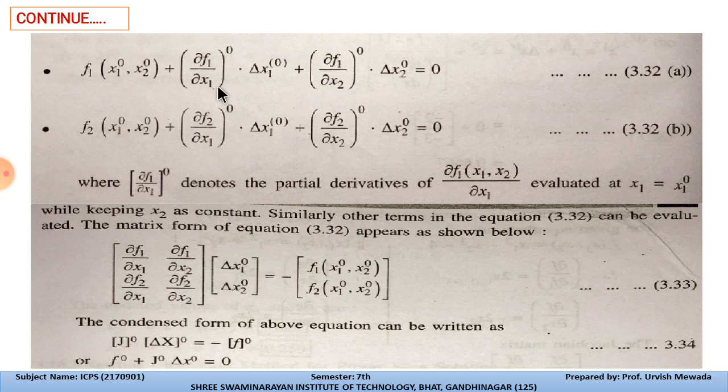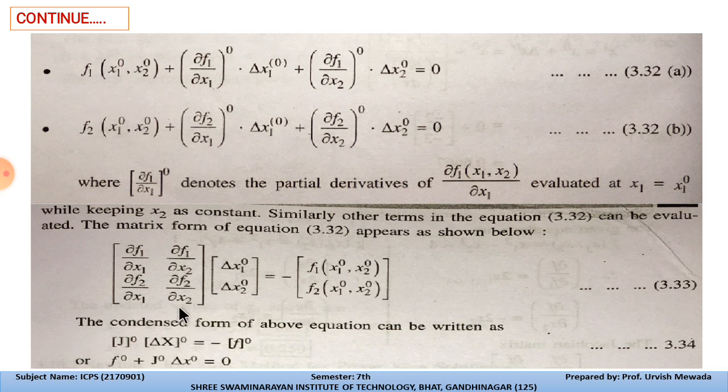So these are the functions, meaning the multiplication of del x1 raised to 0 and del x2 raised to 0 is equal to minus; this is the positive term, so we are taking it to the right side, and this will become the equation for this function. So this quantity will become minus: f1(x1 raised to 0, x2 raised to 0) minus f2(x1 raised to 0, x2 raised to 0).